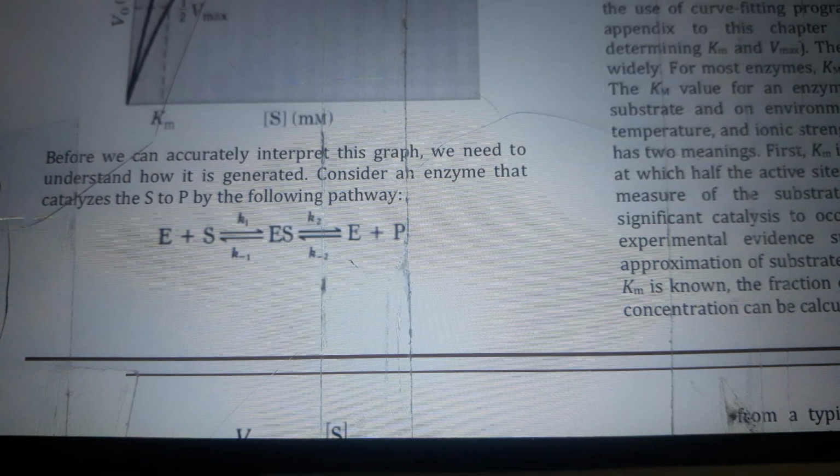So consider an enzyme that catalyzes the conversion of S to P by the following pathway, where enzyme plus substrate gives enzyme-substrate complex, which gives enzyme plus P, E plus P, by the formula as mentioned here.